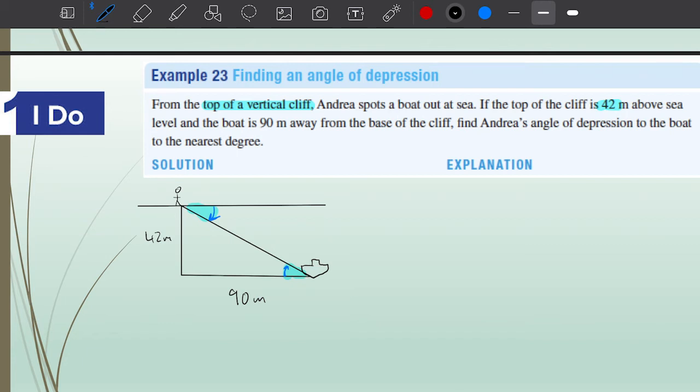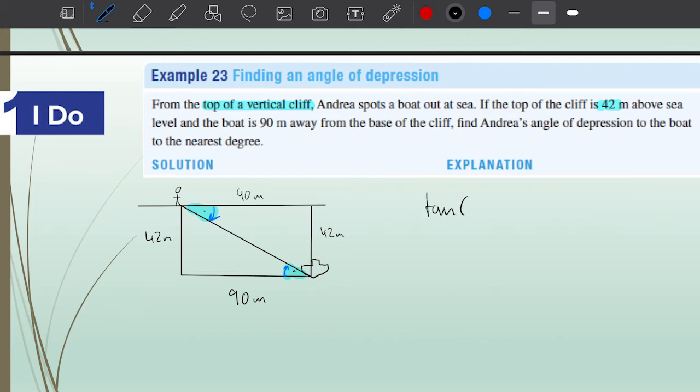You might be clever enough to notice that we could just actually make the same triangle here if we needed to, because this distance is also 42 meters and this distance is also 90 meters. If you could spot it that way, that's fine too. I think it's easier to just remember that these two angles here and here are the same. Either way, I'm going to call the angle theta. We have the opposite and adjacent.